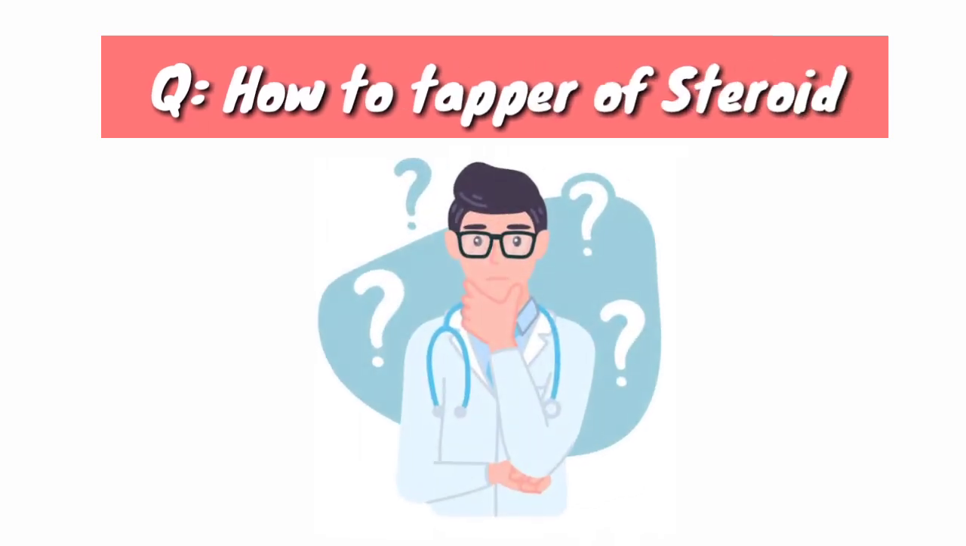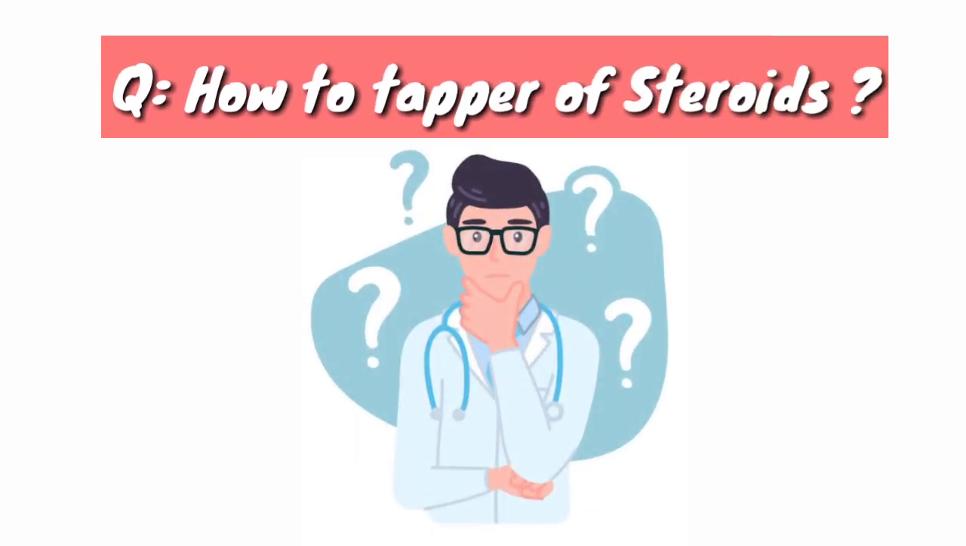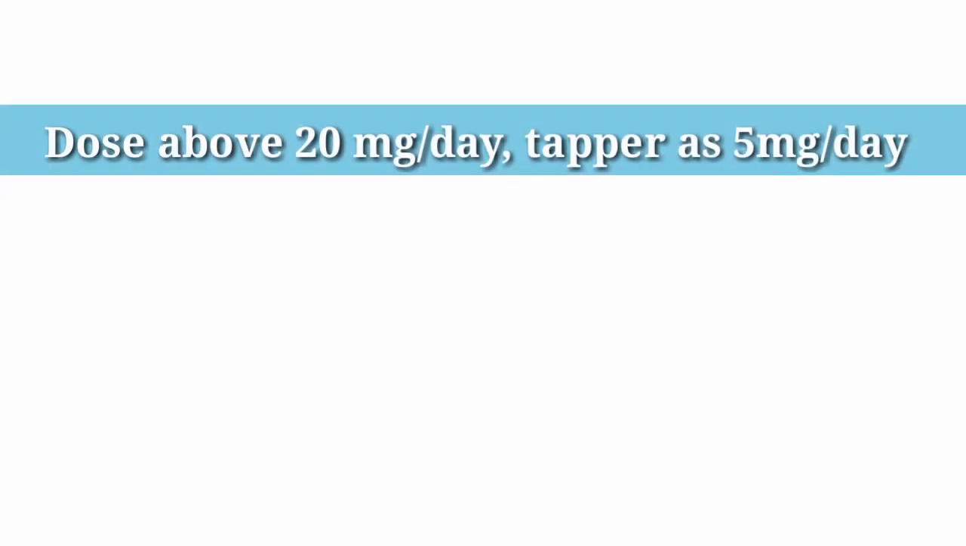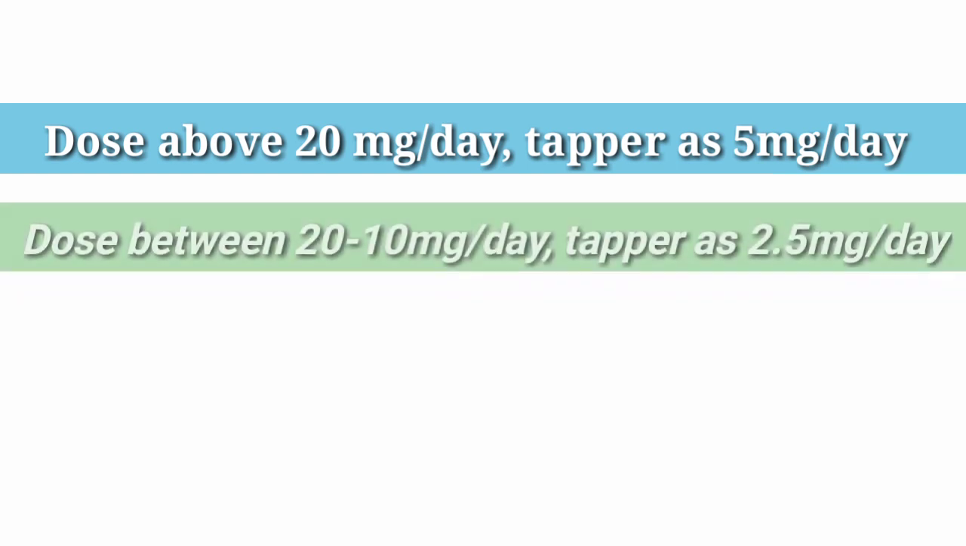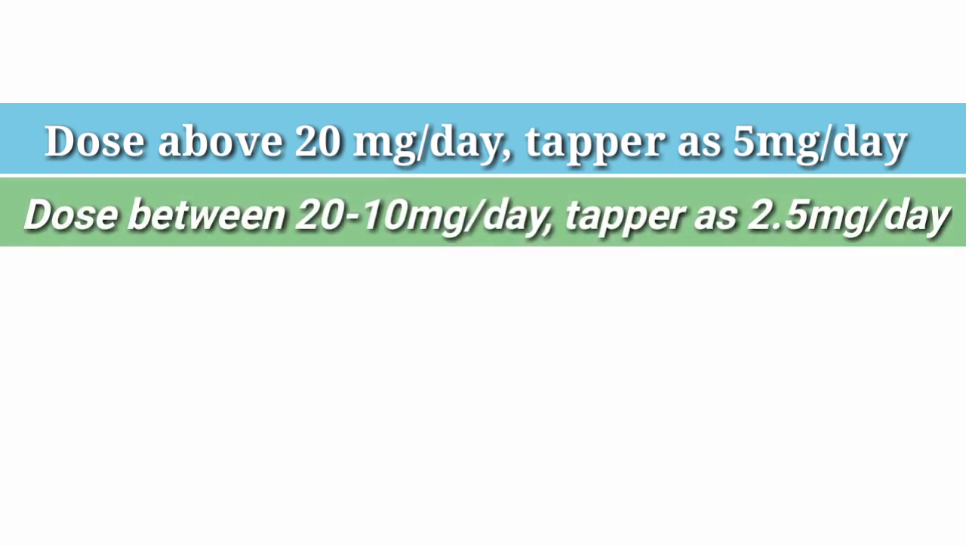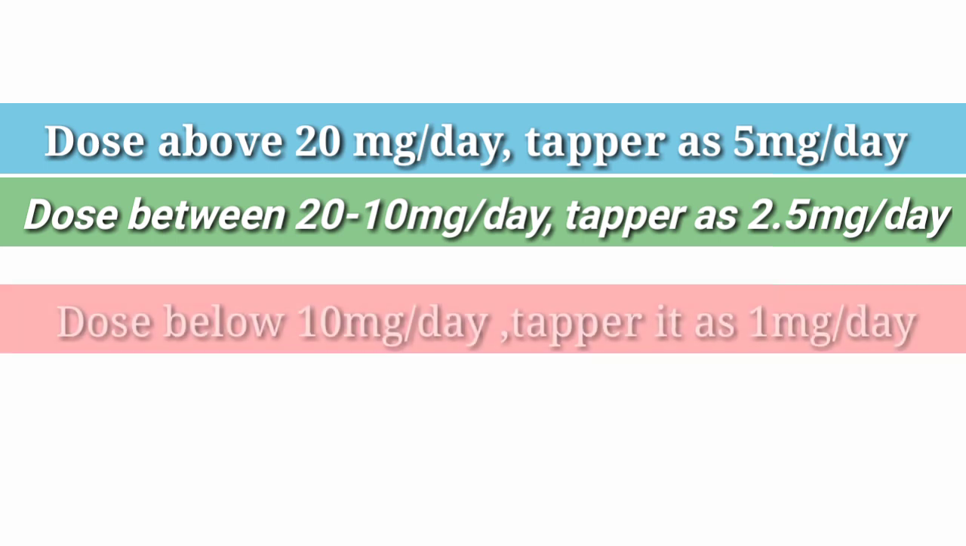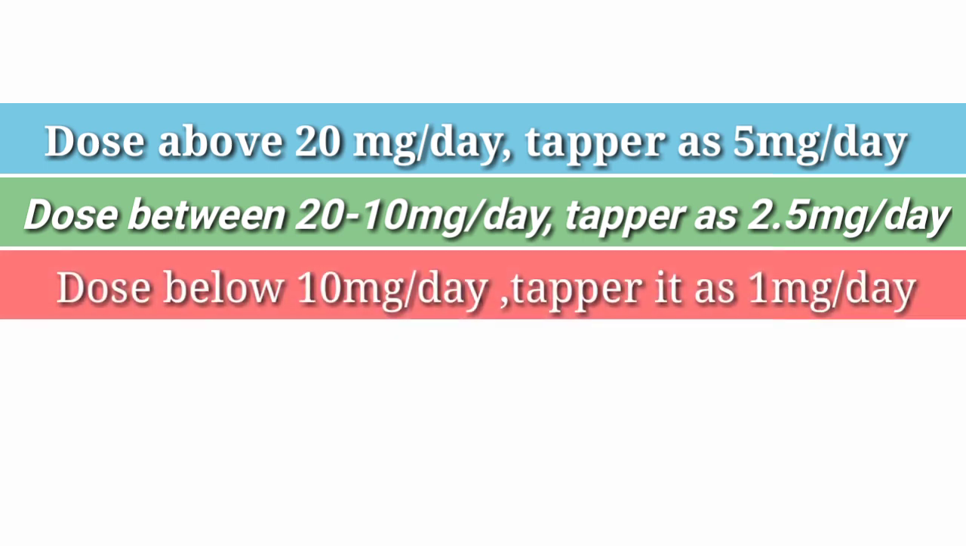The third question is, how to taper off steroids? Again, there's no set rule for this, but it is generally recommended that if you're giving a dose of more than 20 milligrams, then the dose above 20 milligrams will be tapered off at 5 mg per day. The dose between 20 and 10 mg will be tapered off at 2.5 mg per day, and below 10 mg it will be tapered off at 1 mg per day.